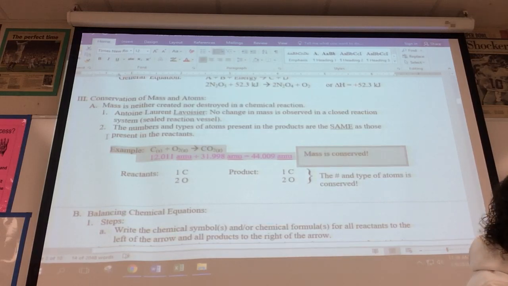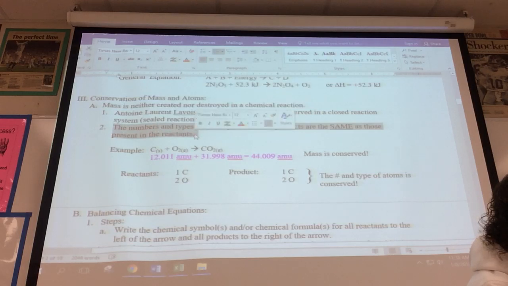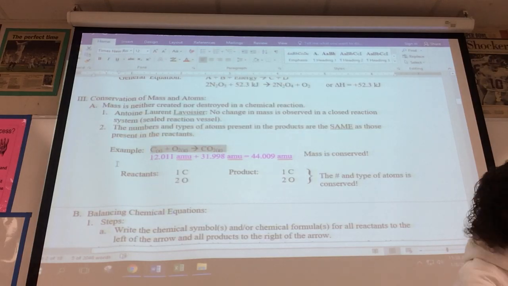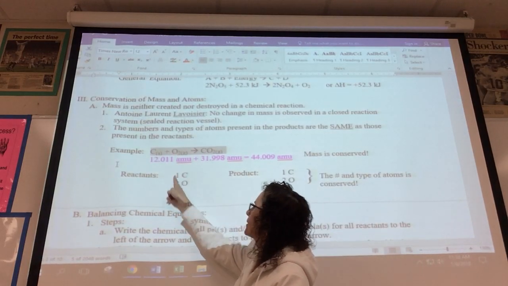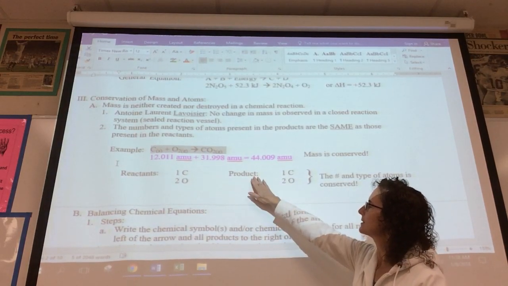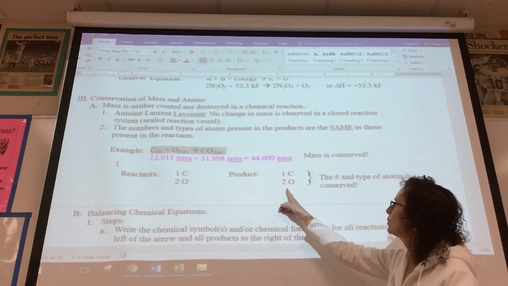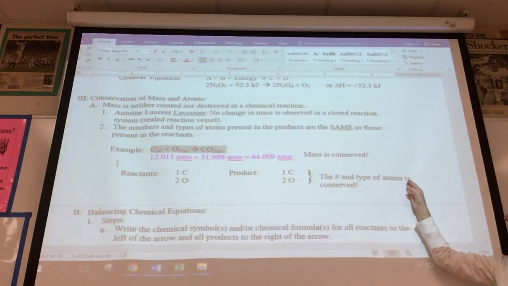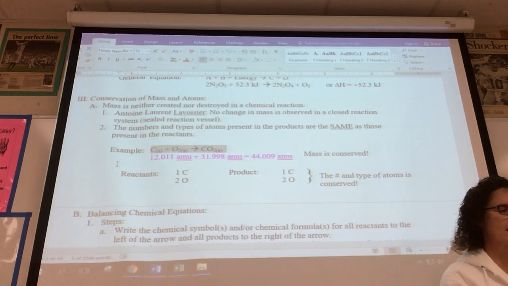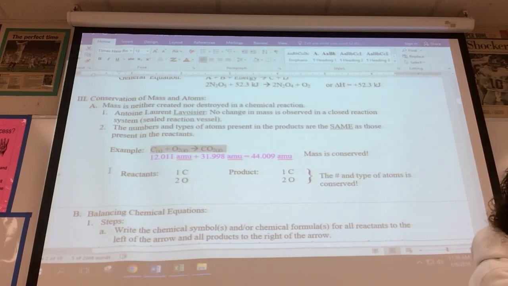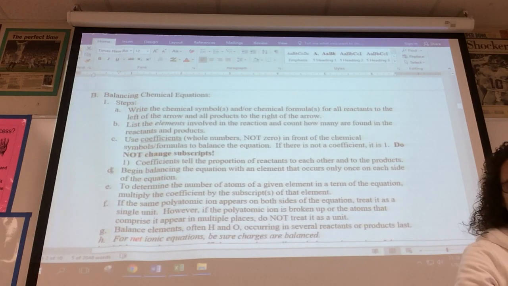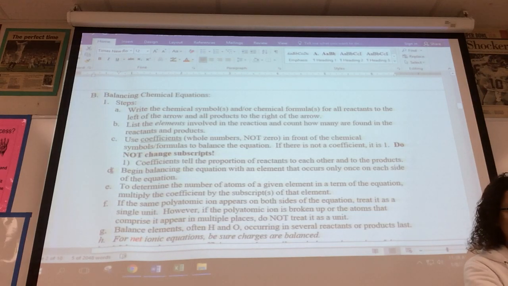What you're going to see here is that the numbers and types of atoms present in the products are going to be the same as those in the reactants. So if you consider this chemical reaction, on the left side, the reactants, we have 1 carbon and 2 oxygen. On the product side, we have 1 carbon and 2 oxygen. So the number and type of atoms is going to be conserved. And that's what you will need to balance an equation. That's what we're going to check. The steps to balancing equations are listed here.